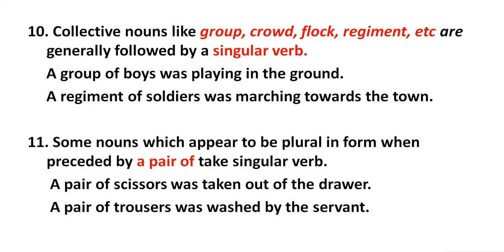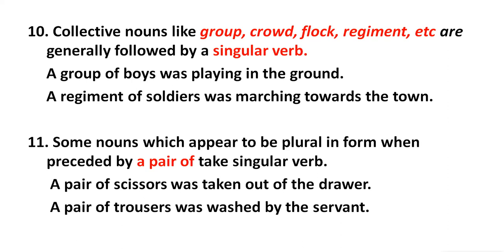Then a regiment of soldiers. Regiment, in Hindi we call it टुकड़ी, सेना की एक टुकड़ी. So, a regiment of soldiers was marching towards the town. Don't get confused that soldiers is written, it means a plural noun is there, so we have to go with a plural verb. No. If only soldiers would have been there, then definitely we would have used were. Soldiers were marching towards the town, so that's correct. But now here, what is happening? A regiment of soldiers. That is why we will go with a singular verb.